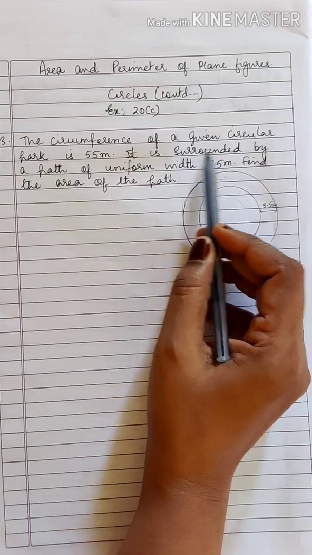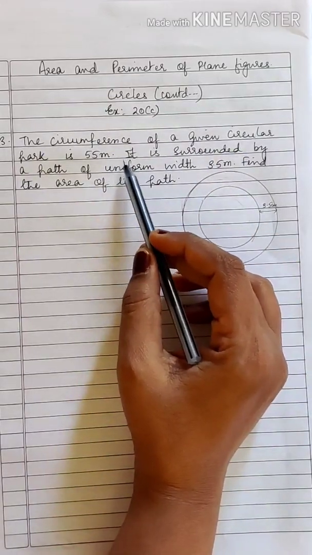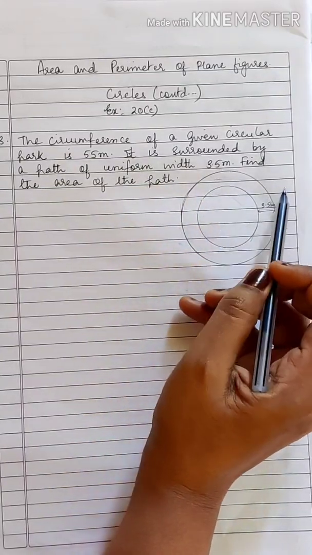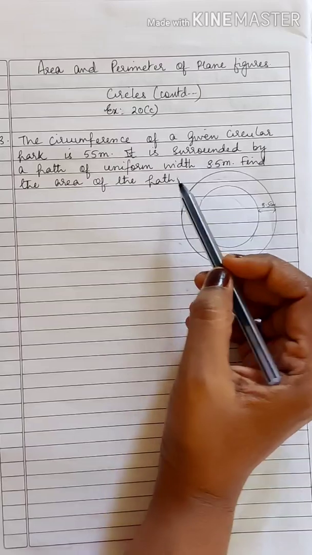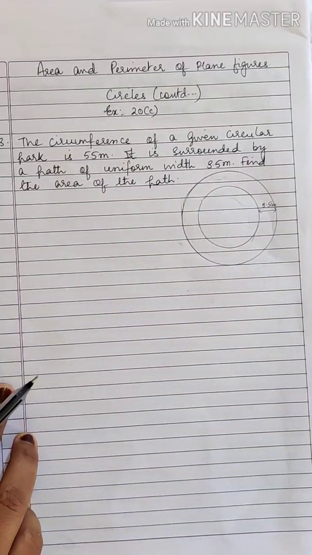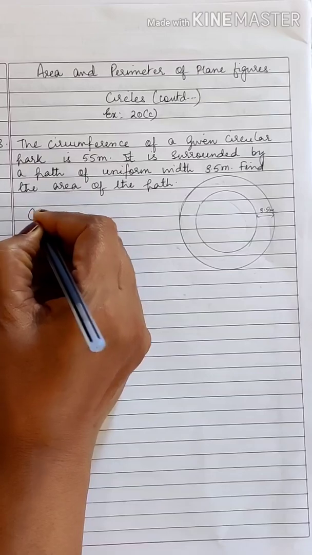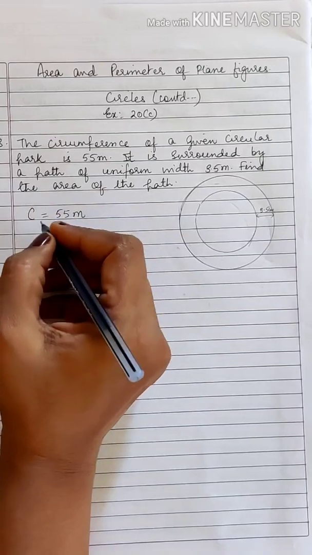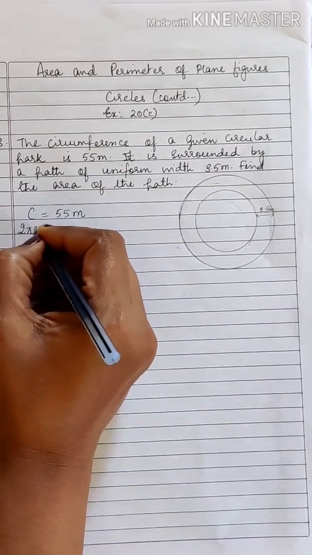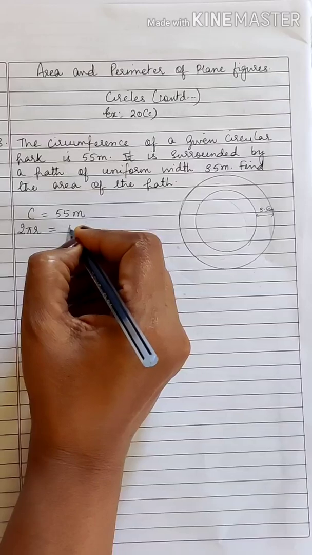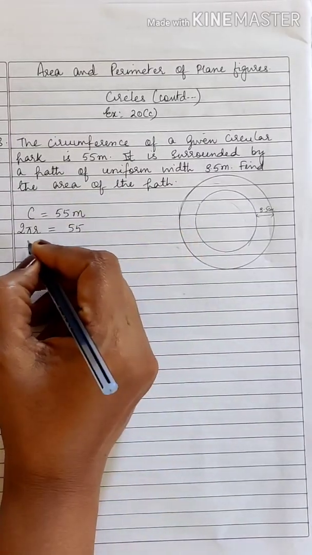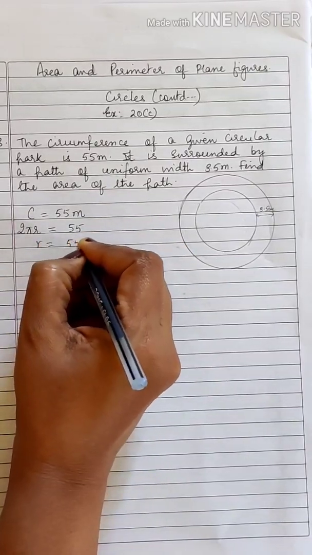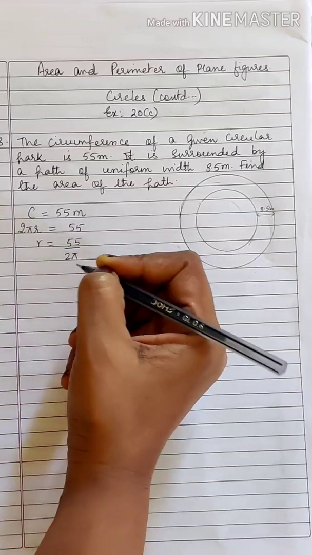The circumference of a given circular park is 55 meter. It is surrounded by a path of uniform width 3.5 meter. Find the area of the path. Now, given data, circumference is equal to 55 meter. So, you can find the radius by writing the formula for circumference, which is 2 pi r. So 2 pi r will be equal to 55. r will be equal to 55 by 2 pi.